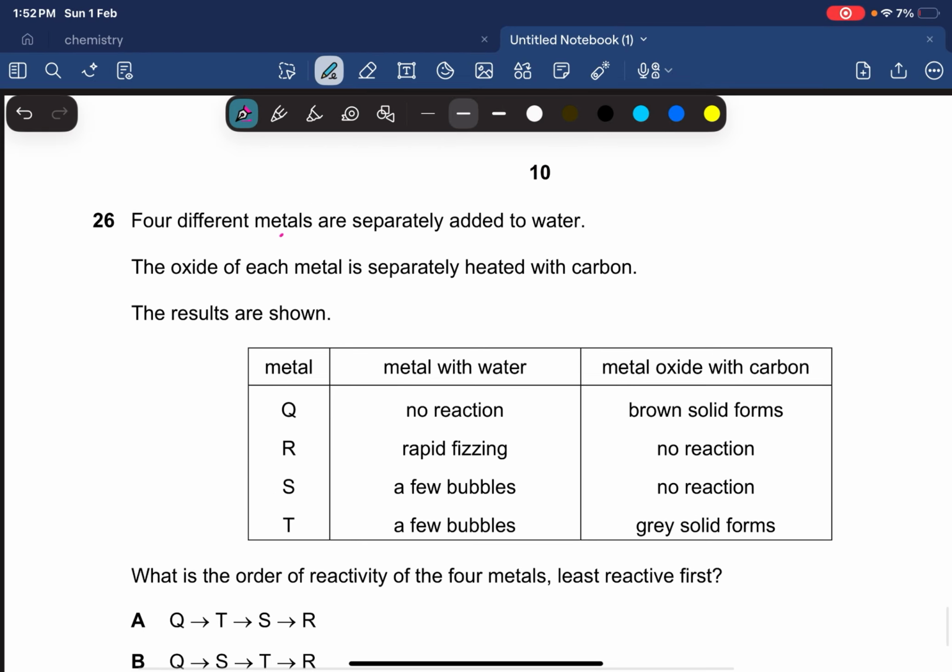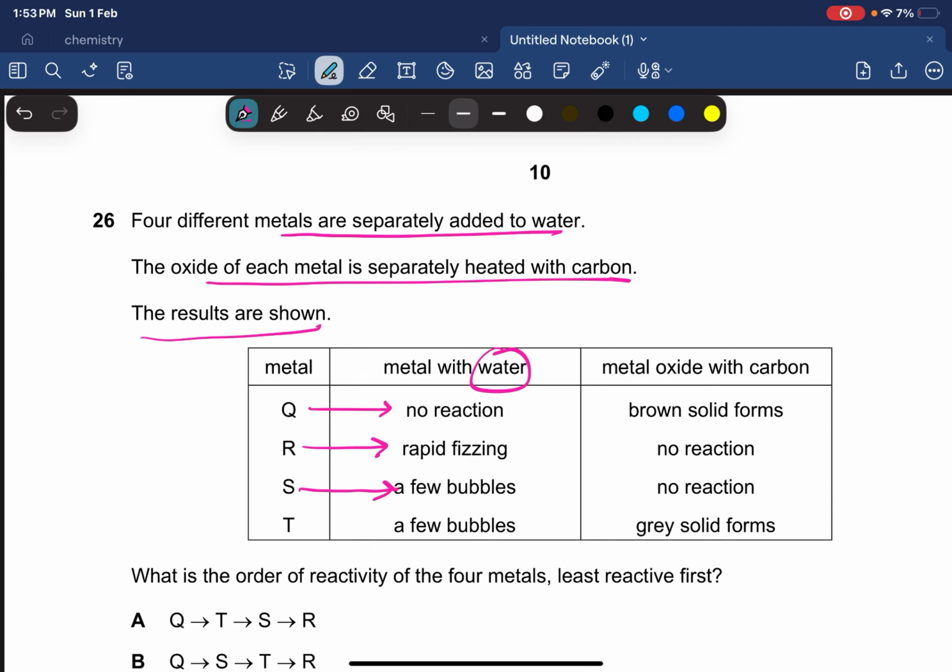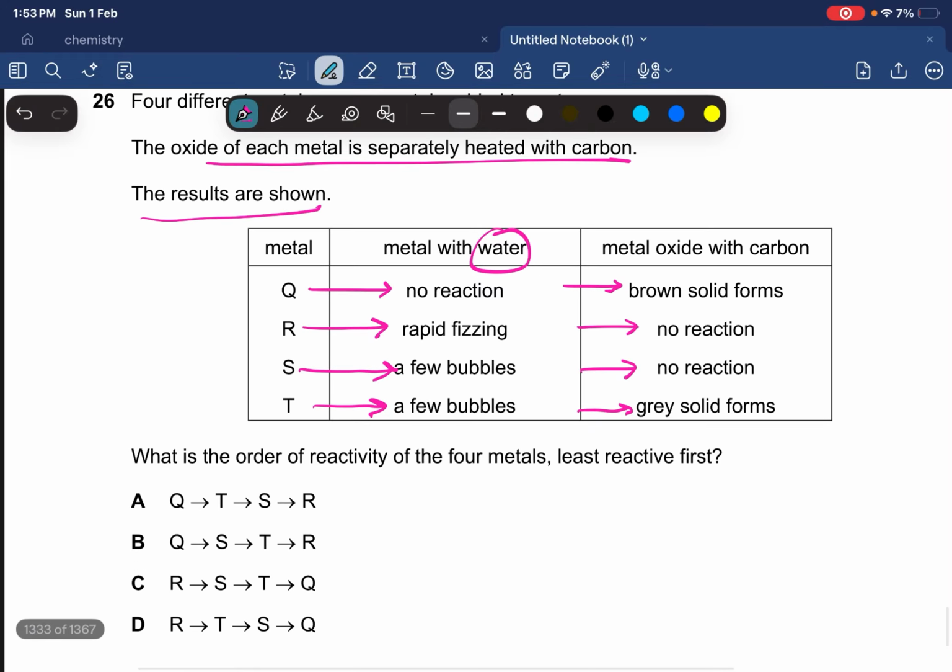Four different metals are separately added to water. The oxide of each metal is separately heated with carbon. The results are shown. Metal with water: no reaction, rapid fizzing, a few bubbles. Metal oxide with carbon: a brown solid forms, no reaction, a gray solid forms. What is the order of reactivity of the four metals?